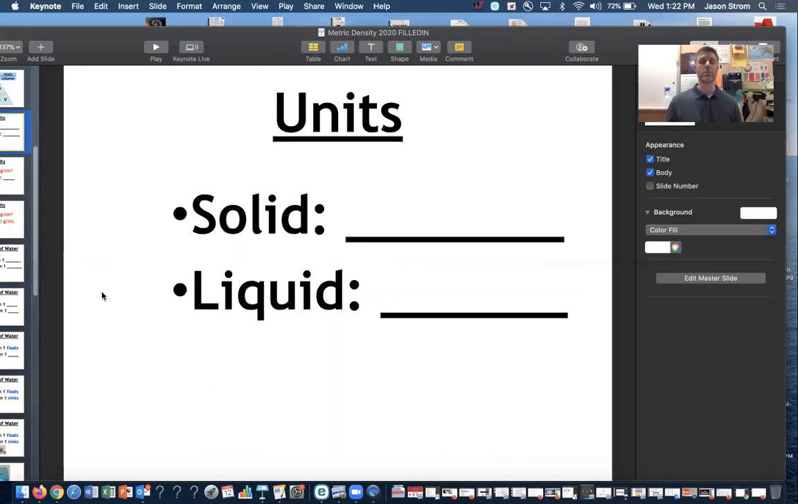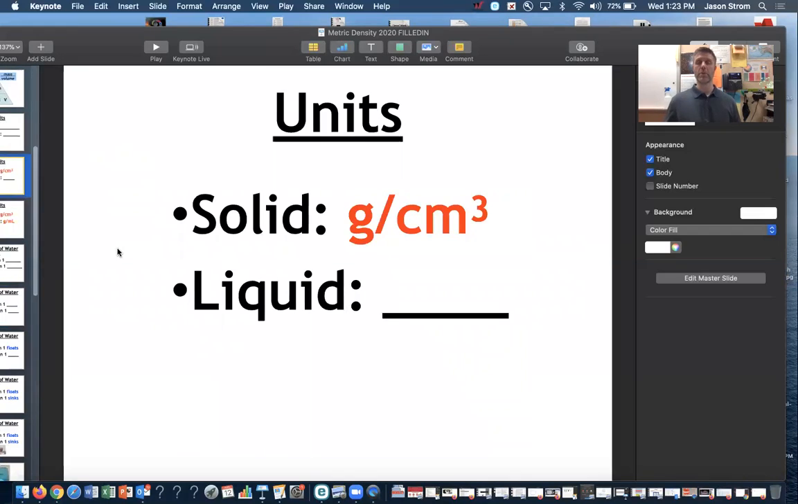If we're talking about units, so when we're talking about density and measuring density, the units that we use for solids is grams per cubic centimeter. So if you have 1 cubic centimeter, a little cube with 1 centimeter on each side, what's the mass in grams? That would be the units for that as a solid. If we're talking about liquids, we're talking about grams per milliliter. So if you have 1 milliliter of that liquid, what's the mass in grams?